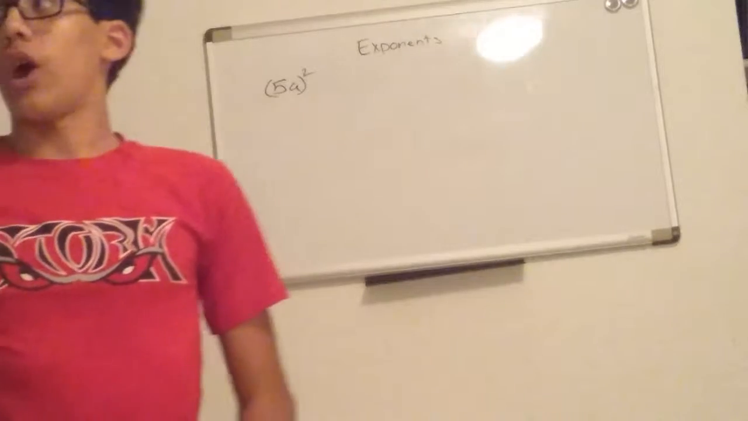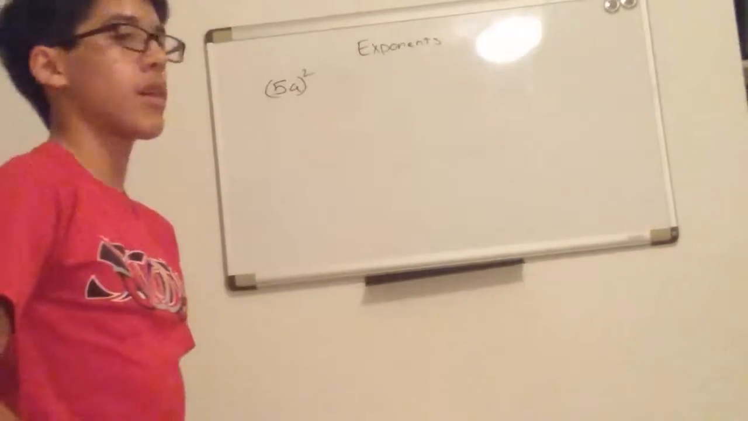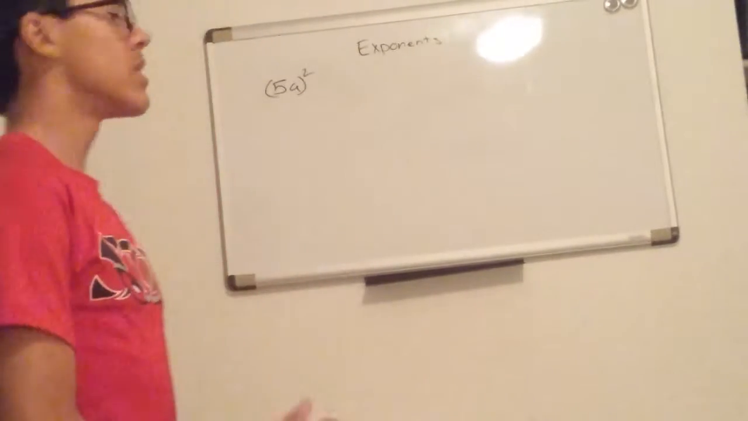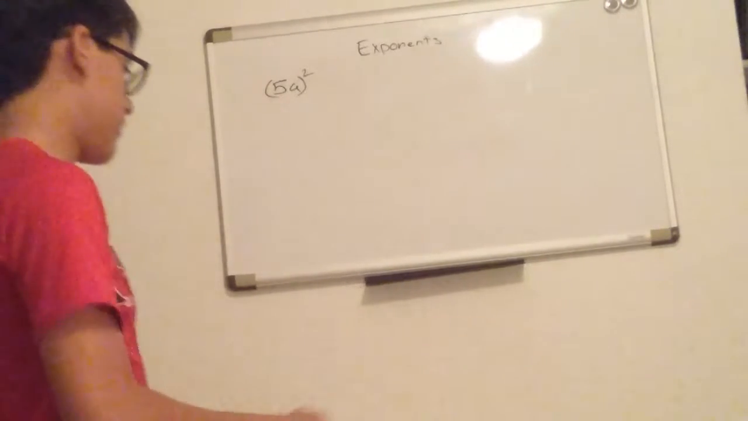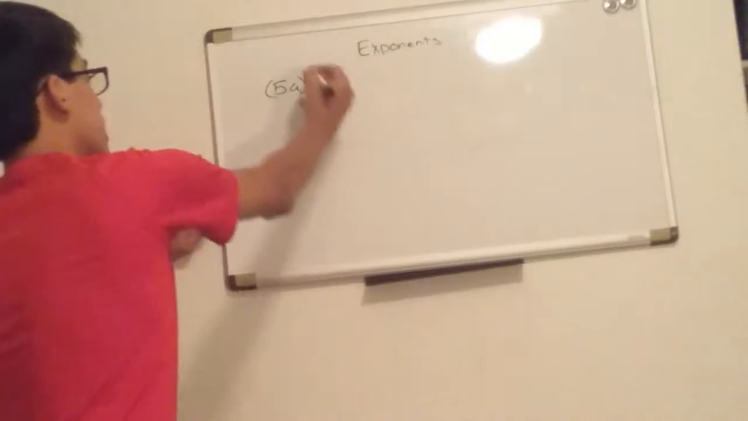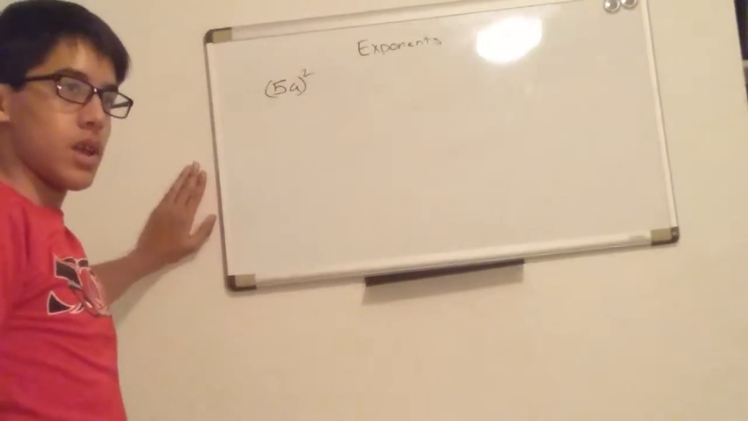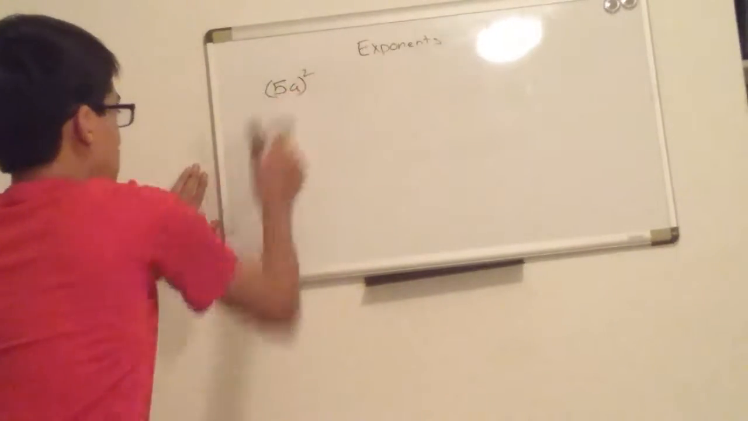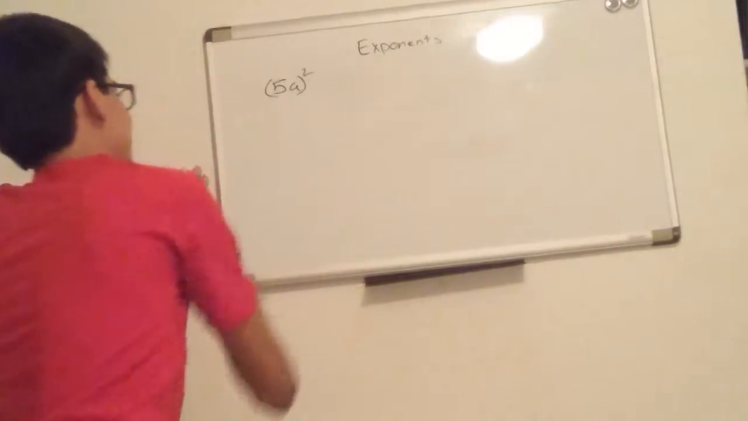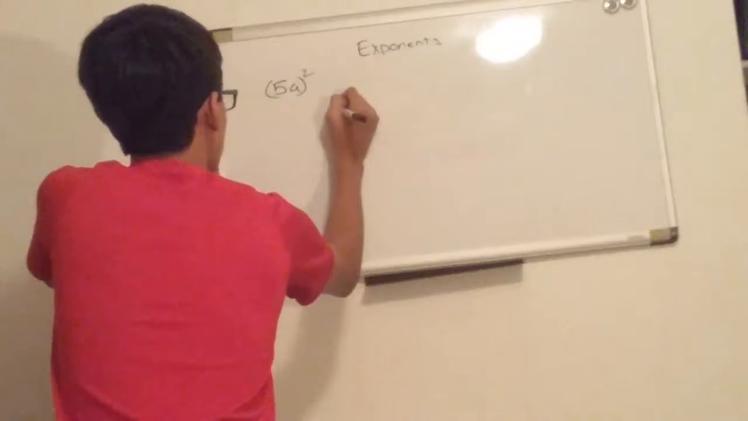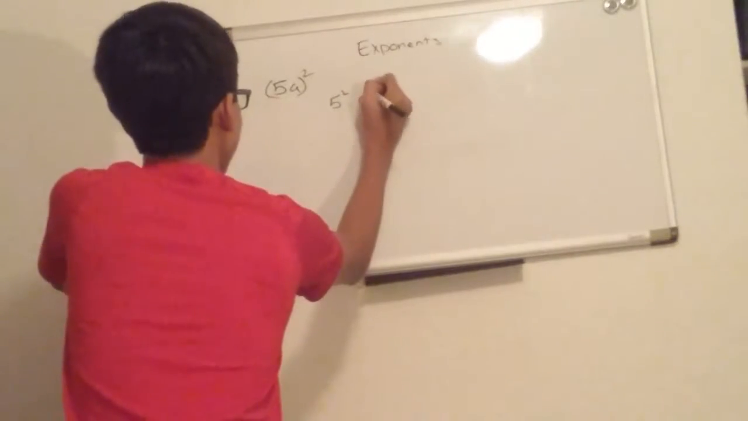5a squared, well, parentheses 5a squared, whichever way you want to say it. The way you would do this is like that. Hold on. If you have a thing in brackets and you have an exponent on the outside, it's that simple. You square everything inside it.